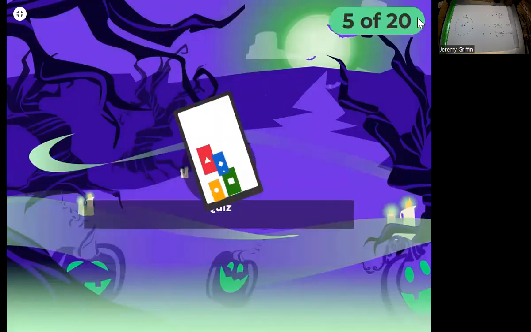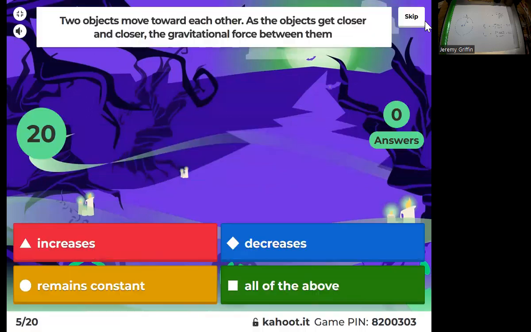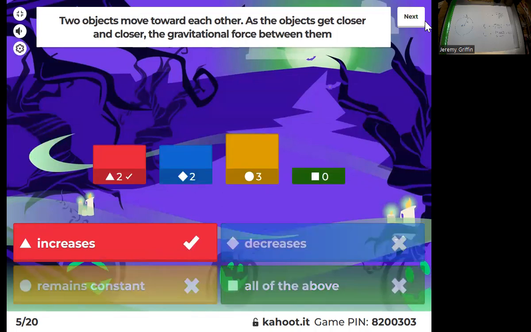All right, carry to the top spot. Two objects move toward each other. As they get closer, what happens to the gravity force? Yeah, gravity force would increase.